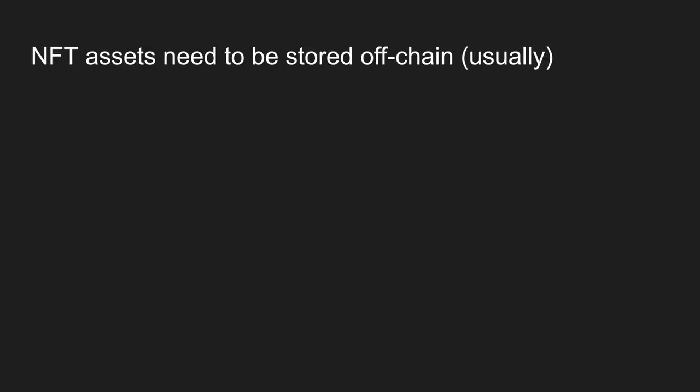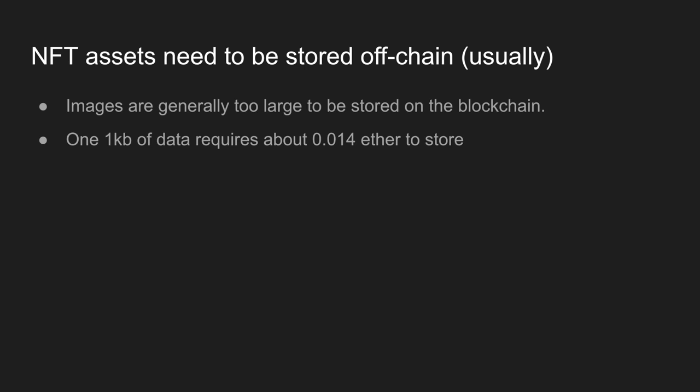Okay, so NFT assets usually need to be stored off-chain. There are some exceptions to this, but most of the time the assets associated with an NFT, like an image or a video or a piece of music, are too big to be kept on chain. If we work out the calculations, which we're not going to do here, in general you can think that 1 kilobyte of data requires about 0.014 Ether to store on the blockchain. It actually would take more than that, but this is the minimum amount.